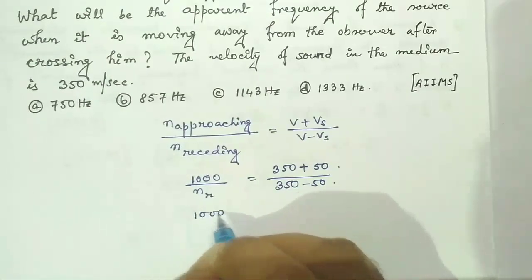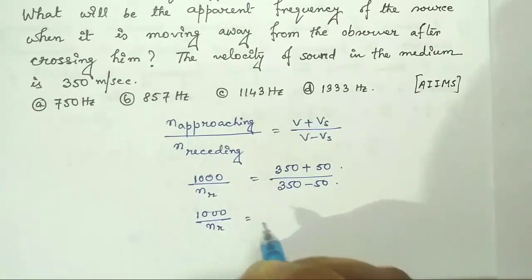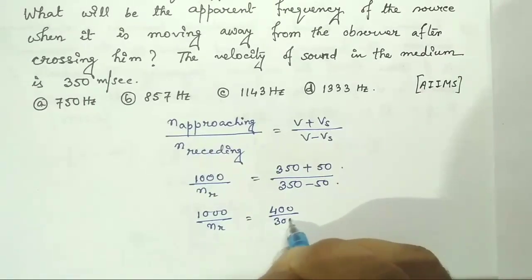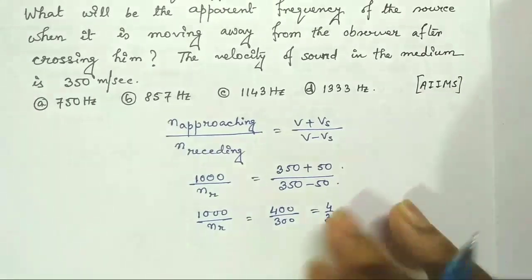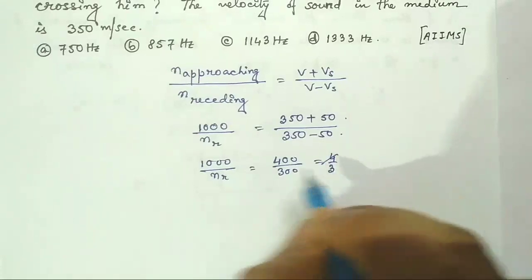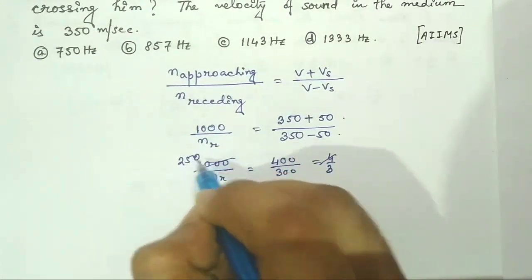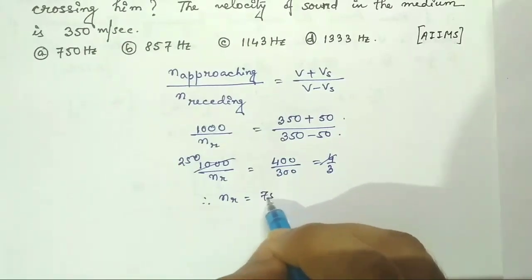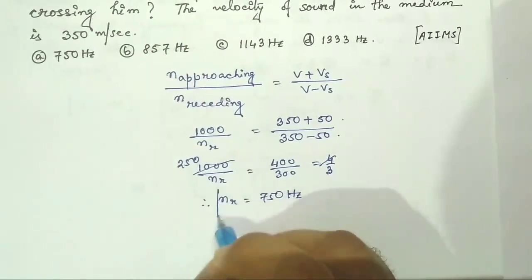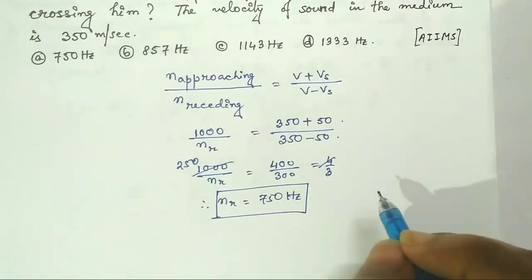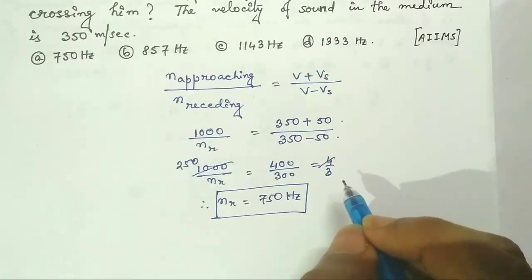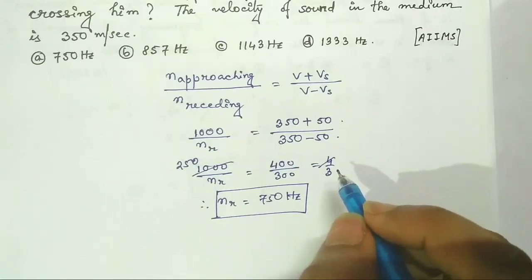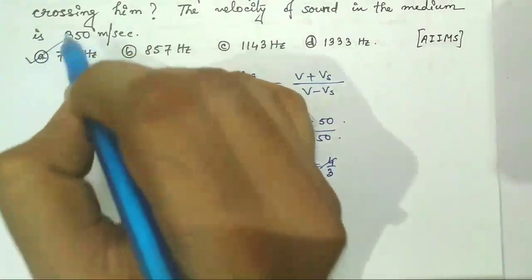Now calculate this. This will give you 400 divided by 300, that is 4 by 3. 1000 divided by 4 is 250, therefore n receding is equal to 250 into 3, that is 750 Hz. So the apparent frequency as heard by the observer when the sound source passes him or moves away from him is 750 Hz. So option A is right.